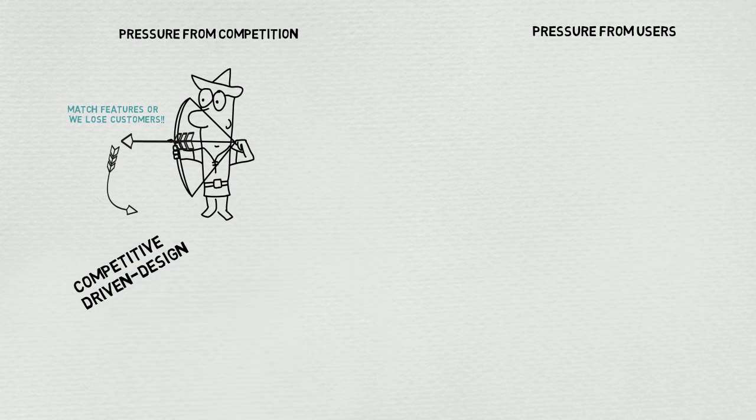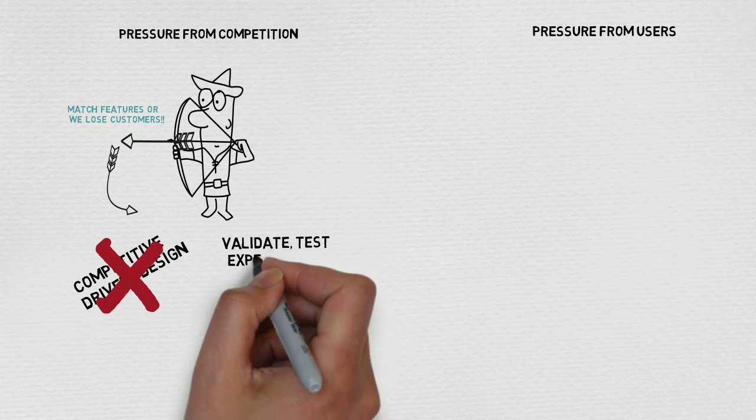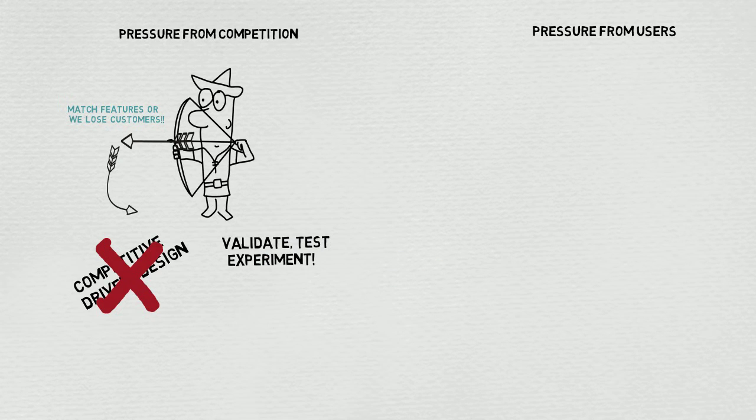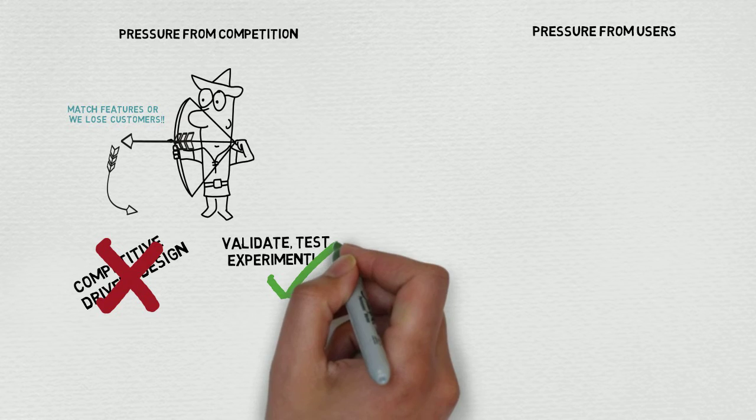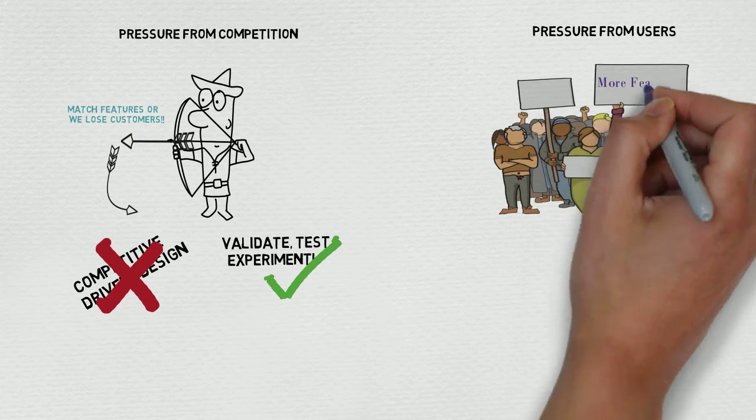Competitive-driven design does not solve real customer problems. Instead, validate if the feature is really needed. Perform experiments. Split test. Do not add complexity when you don't really need to. Now, let's talk about your users.